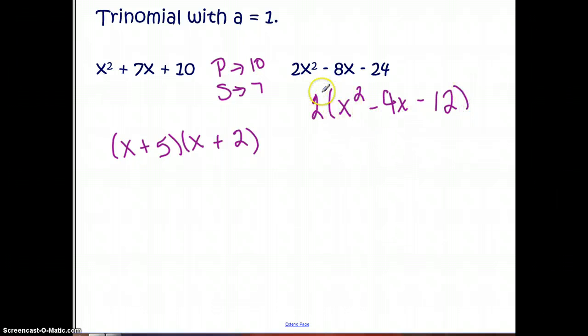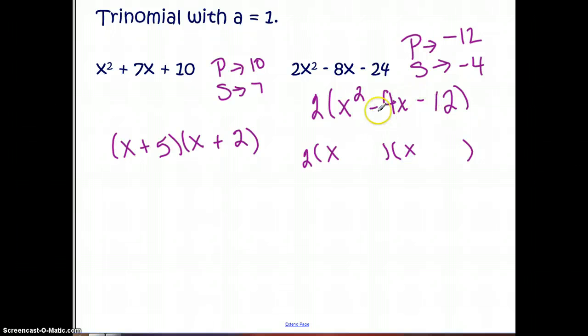All right, I'm just going to keep attaching that, so I'm just going to focus on the part in the parentheses. So the product that I need, I take my coefficient in front of the x, which is a 1, times negative 12. So I need a product of negative 12 and a sum of negative 4. So again, I just put that out in front and then I just kind of ignore it. To make an x squared, I have an x and an x. This time, however, I have a negative in the middle and I have a minus at the end, which means to get a negative product, I need one to be positive and one to be negative.